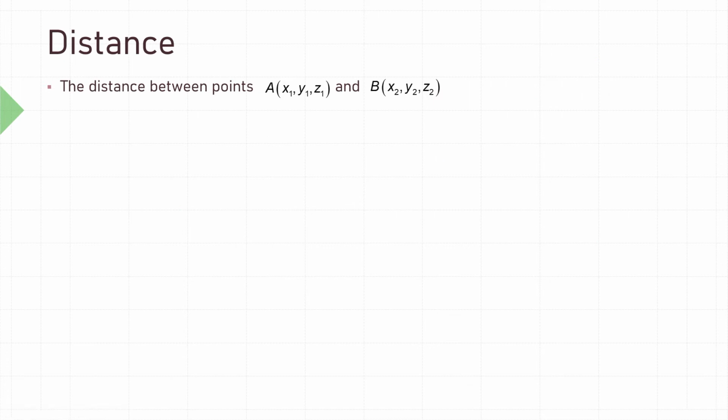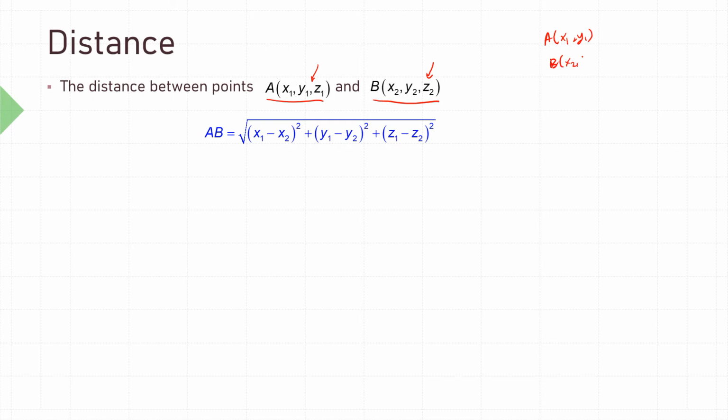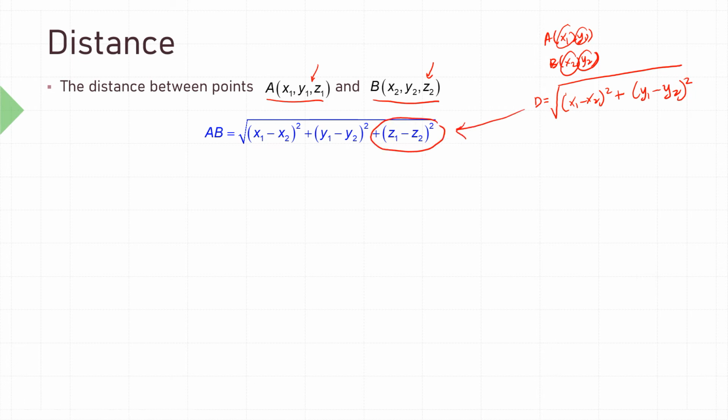Let's now look at the distance between 2 points in 3-dimensional space. Suppose we have 2 points A and B with these coordinates. In 2-dimensional space, suppose we have A (x1, y1) and B (x2, y2). So the distance AB is the square root of (x1 minus x2) squared plus (y1 minus y2) squared. It's almost similar to this one, but now we have the third dimension here. So we have (z1 minus z2) squared for this formula of distance in 3-dimensional space.